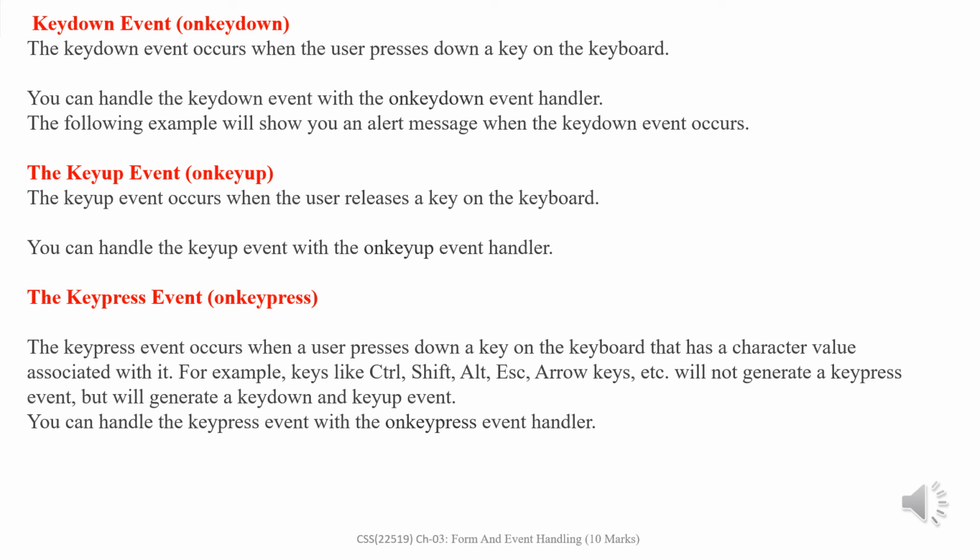And the next is the key press event, meaning on key press. The key press event occurs when a user presses down a key on the keyboard that has a character value associated with it. For example, keys like Control, Shift, Alt, Escape, and Arrow will not generate the key press event but will generate the key down and key up events. We can handle the key press event with the on key press event handler.